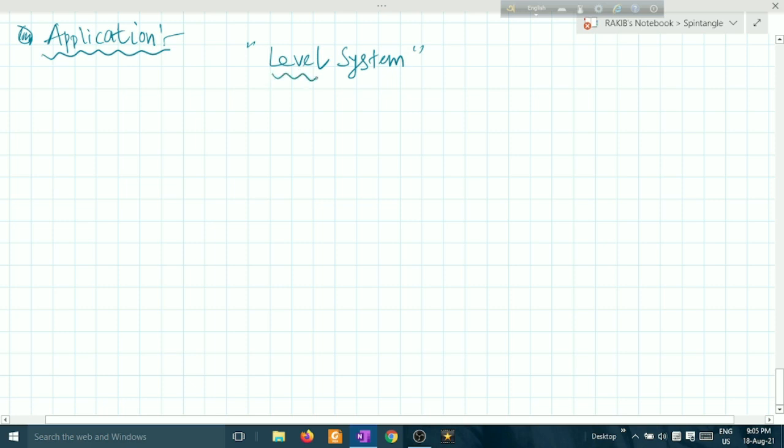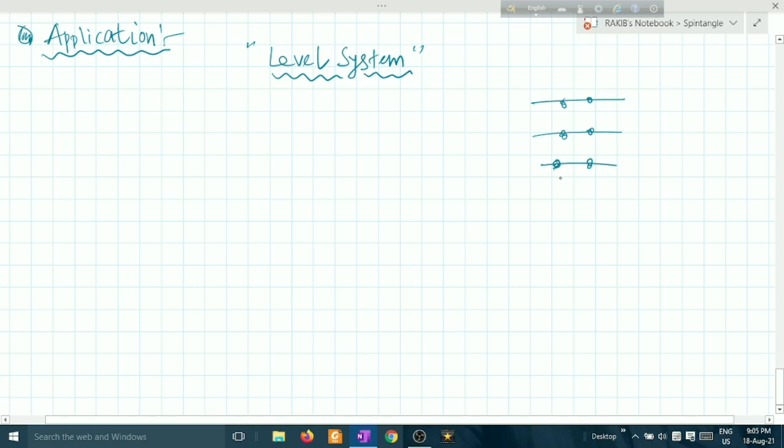Go through the book and you can easily see this. A level system means you will be given some energy levels and you have to distribute some particles on them. This type of question has been asked recently, and you can see it in any of the competitive examinations. Your knowledge is required to do this.